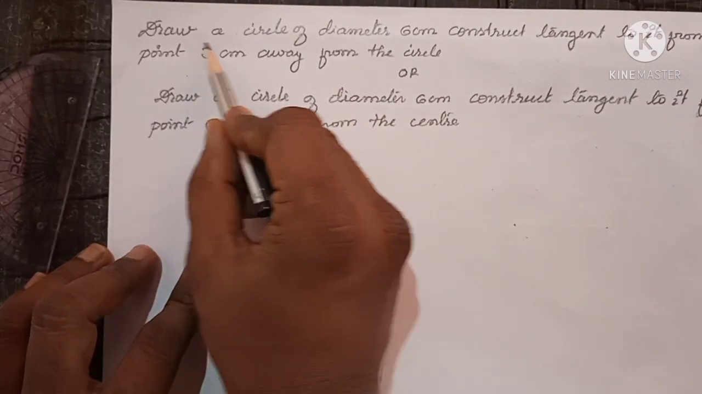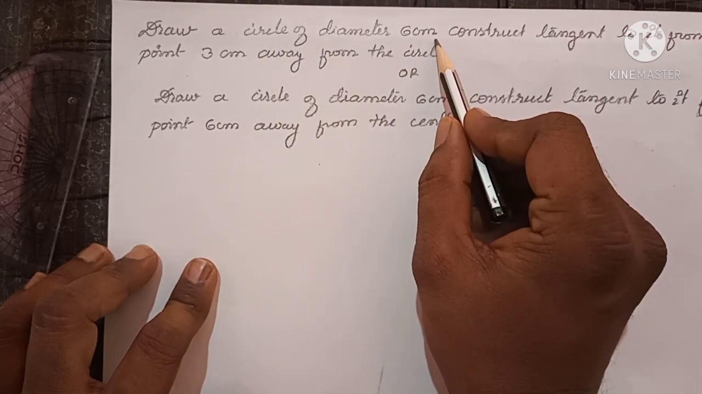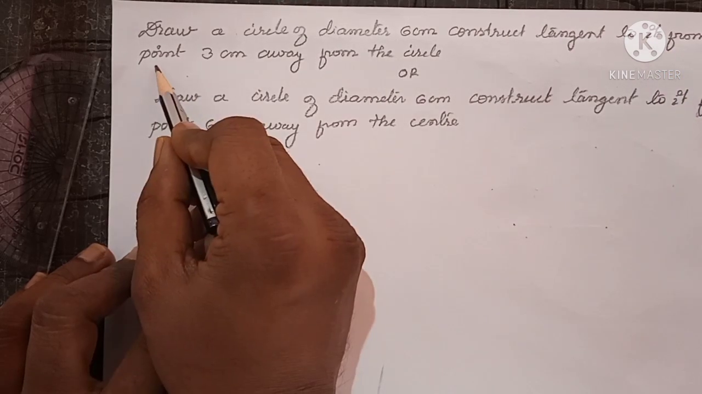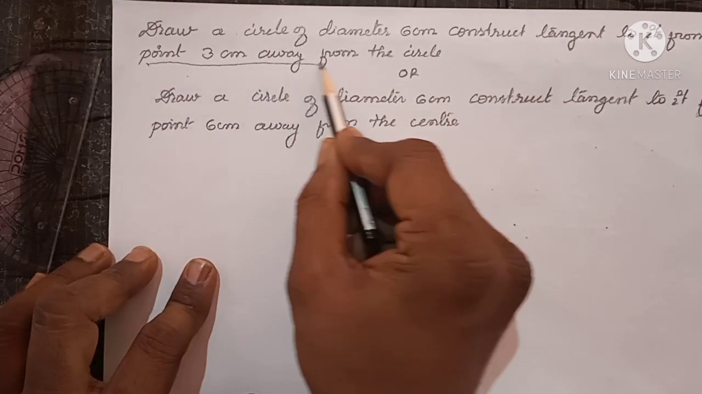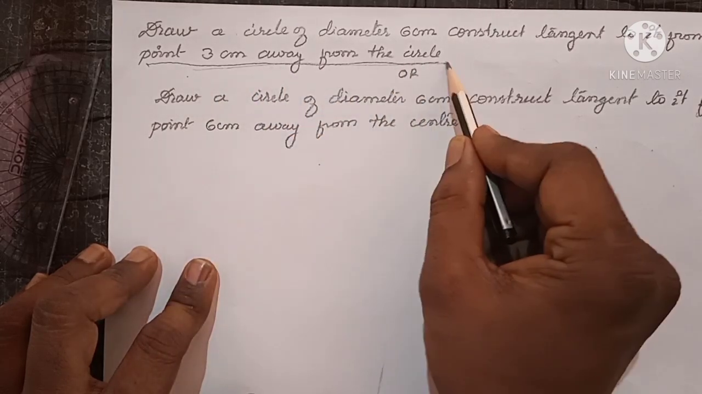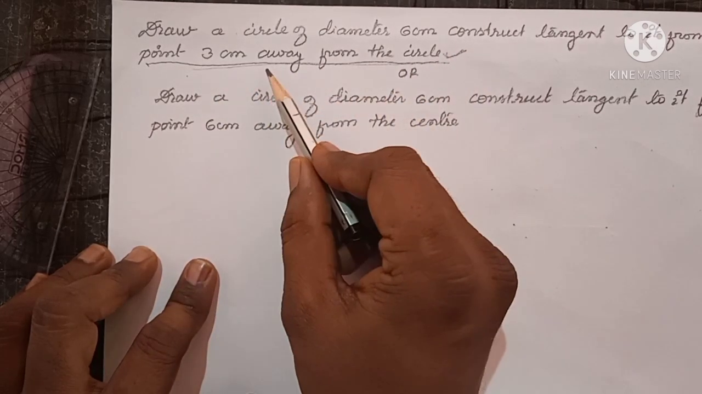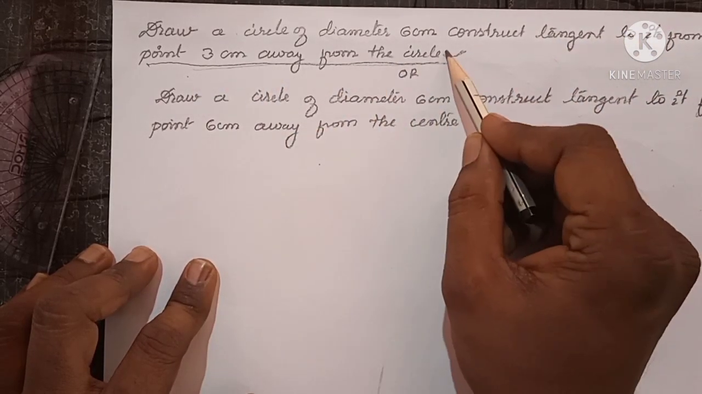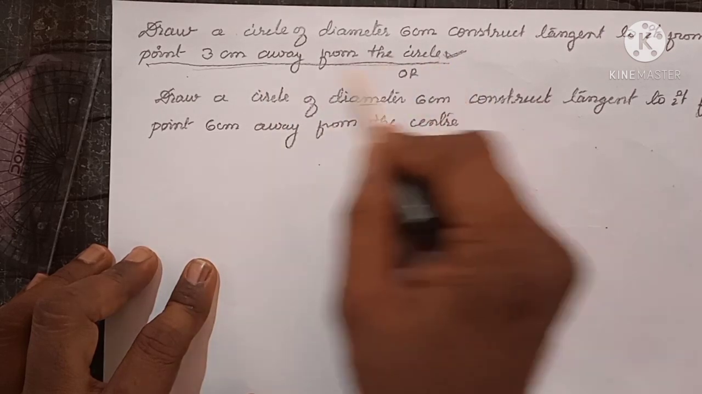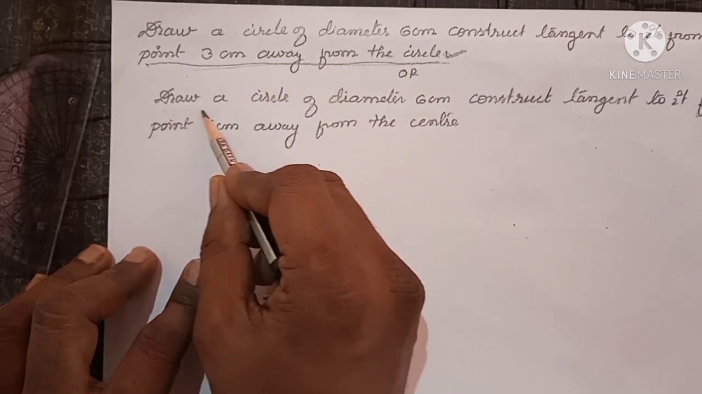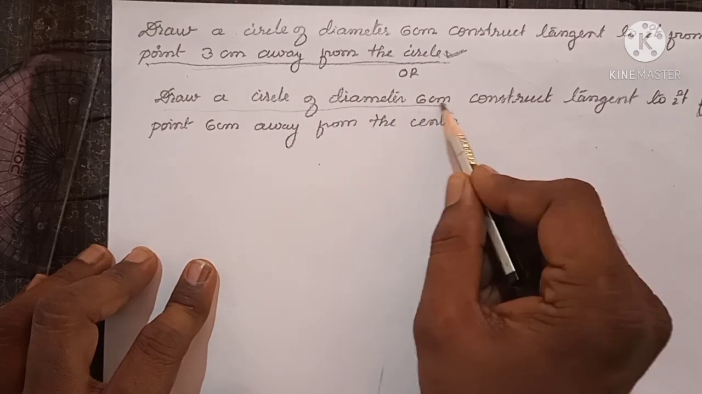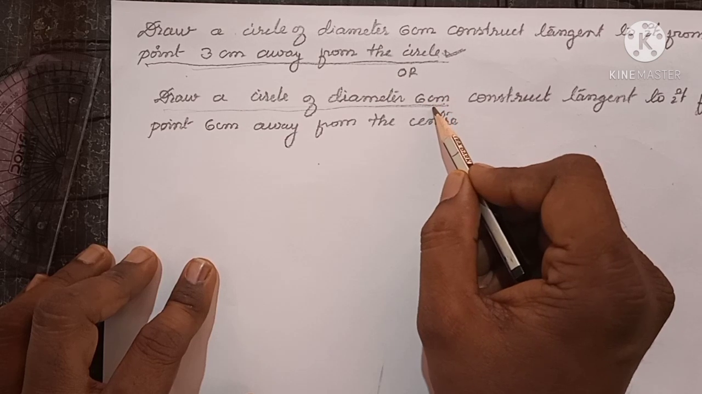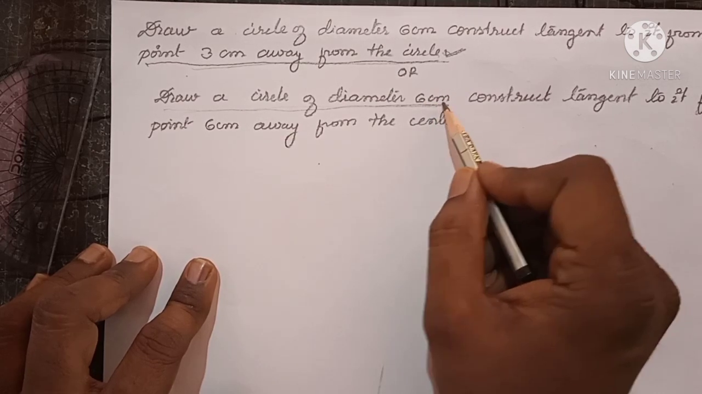So you can read the first question: draw a circle of radius 6 cm, construct a tangent to it from a point 3 cm away from the circle. So here that is the external point, the point which is away from the circle by 3 cm. Same as here, the circle of diameter 6 cm. If the diameter is 6 cm, you know that the circle's radius is 3 cm.